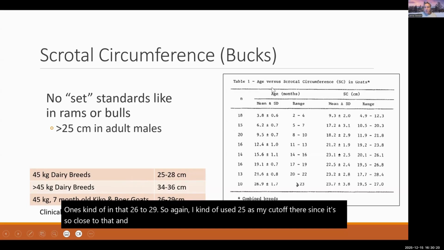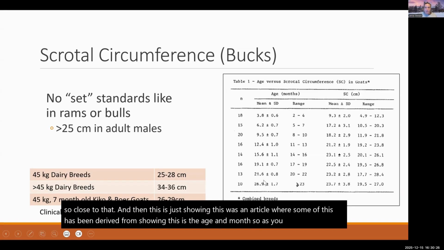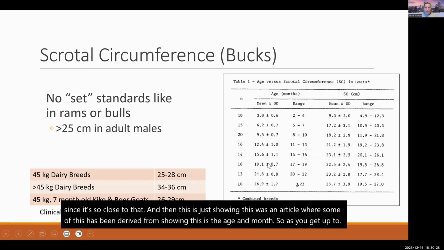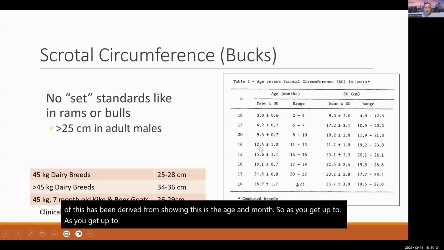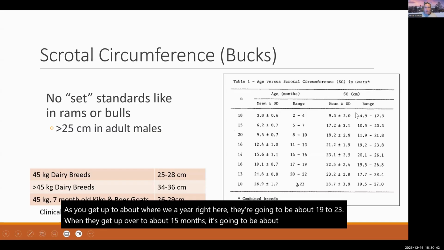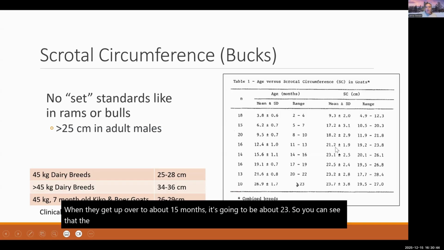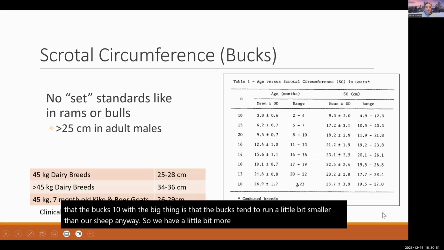And then this was an article where some of this has been derived from, showing the age in months. As you get up to about a year right here, they're going to be about 19 to 23. When they get up over to about 15 months, it's going to be about 23. So you can see the big thing is that the bucks tend to run a little bit smaller than our sheep anyways, so we have a little bit more flexible guidelines.